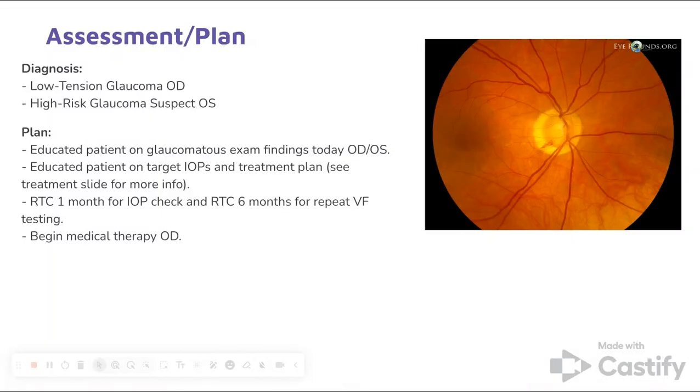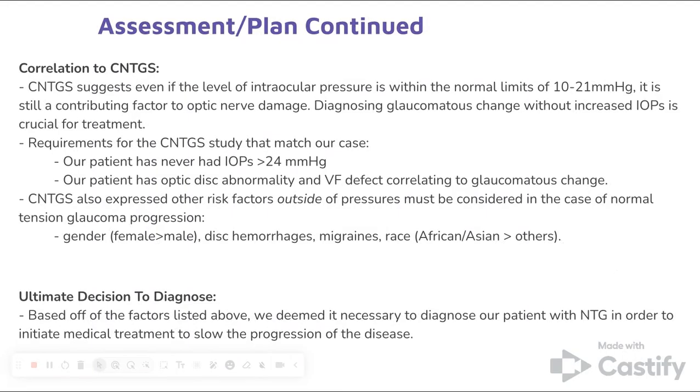So our diagnosis: low tension glaucoma in the right eye, high risk glaucoma suspect in the left eye. Our plan for this patient: we educated them on the exam findings today and educated them on their target IOPs and treatment plan that we'll go into on a future slide. We want the patient to return to our clinic in 1 month for an IOP check once we get them started on treatment, and then also come back in 6 months to repeat visual field testing to help determine our baseline fields. Right now we're going to be beginning medical therapy in the right eye.